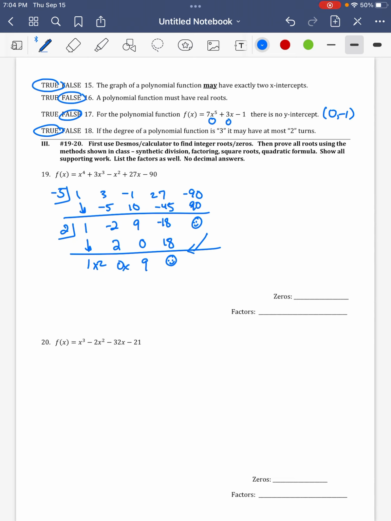So I've just proven that -5 and 2 are the zeros, meaning x plus 5 and x minus 2 are factors, but I need 2 more. So I need to solve this equation. X squared, I don't need the 0x, plus 9 equals 0. So I think I can do square roots. Take away 9. X squared equals -9.